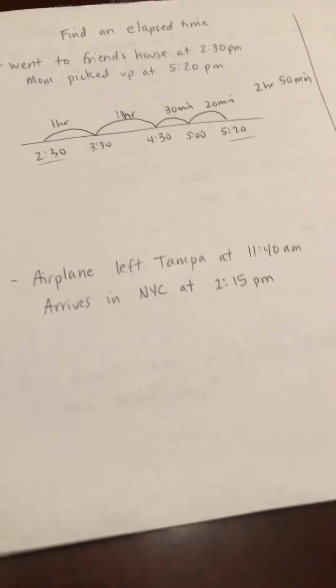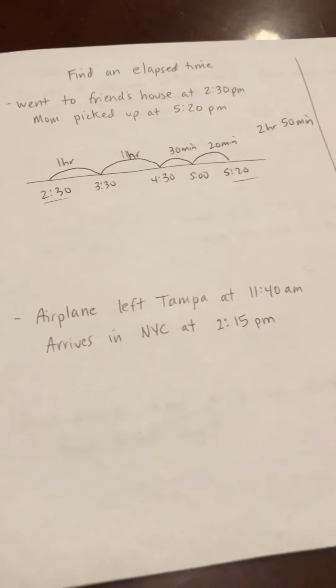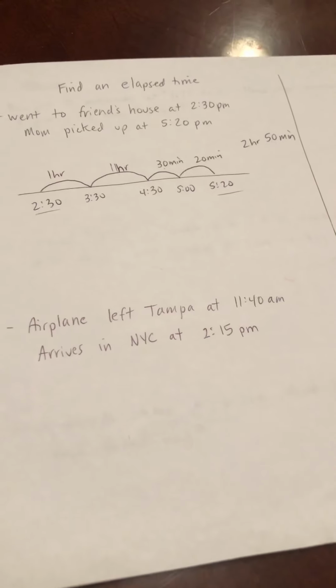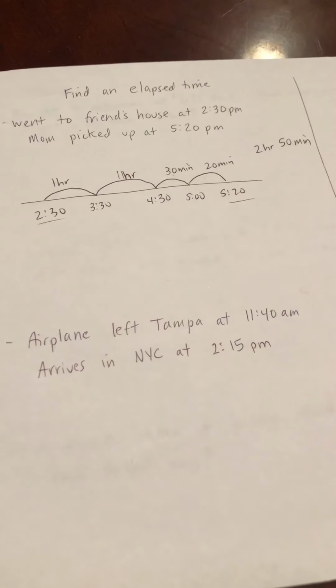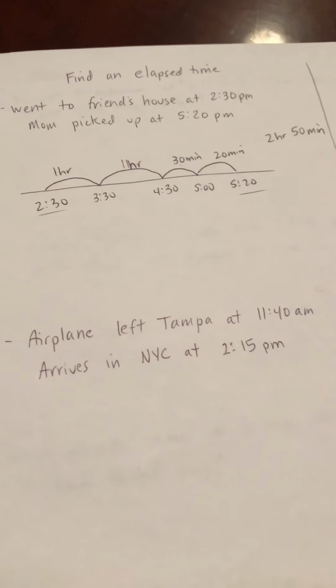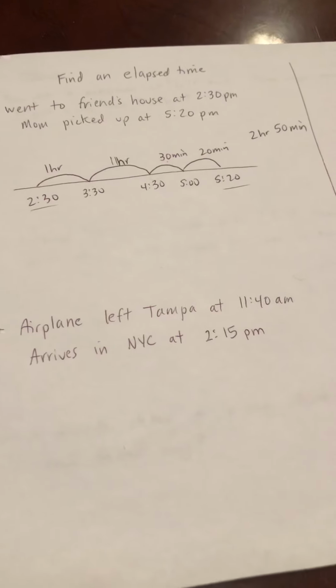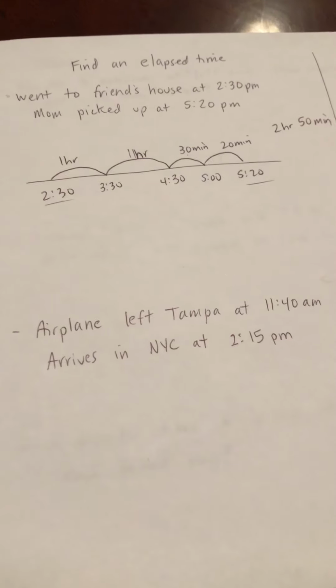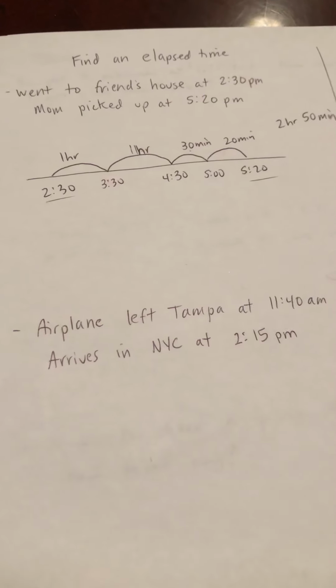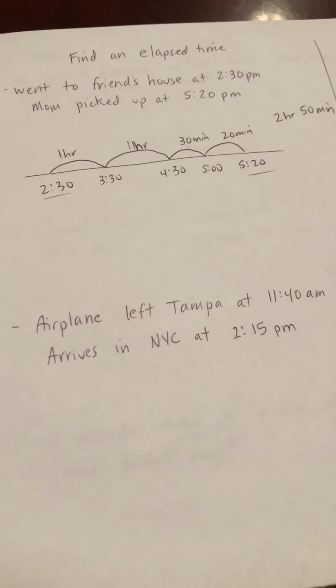All right, here's another one. This one's going to be a little bit more challenging, and we'll talk about why in just a second. So this is airplane leaves Tampa at 11:40 a.m. and arrives in New York City at 2:15 p.m. The question is how much time has passed, how long was the airplane flight? Students are going to hopefully recognize elapsed time as subtraction like we just did. We're going back in time.